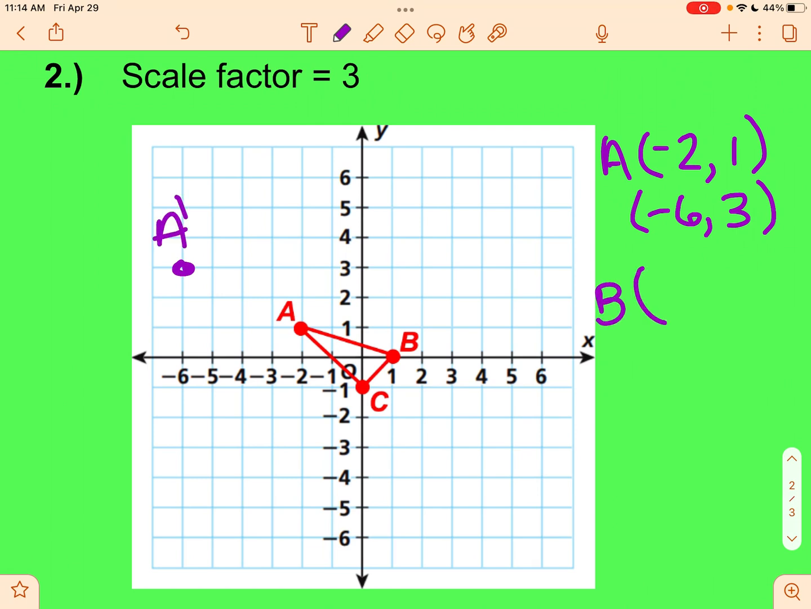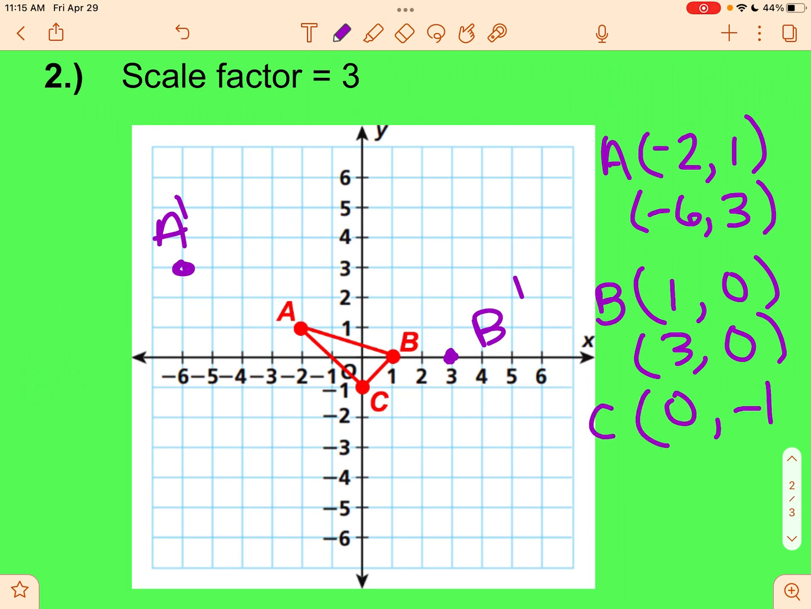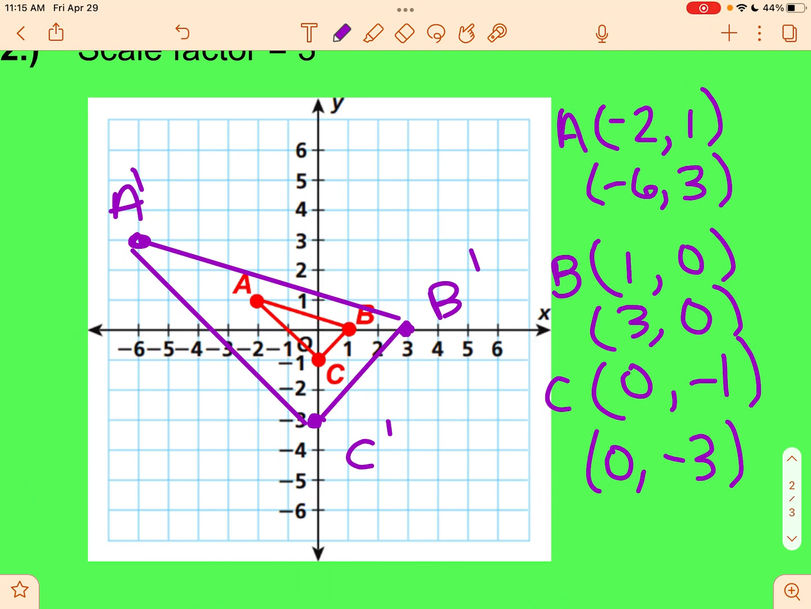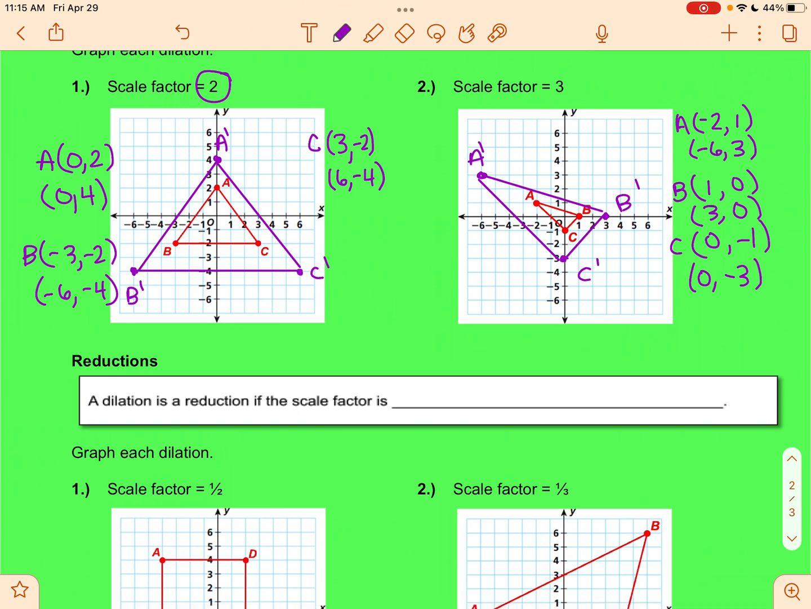Now let's do B. B is at 1, up 0. Multiply both by 3. 1 times 3 is 3. 0 times 3 is 0. So here's letter B. And then lastly we have C, which is at 0, -1. Multiply by 3. 0 times 3 is 0. -1 times 3 is -3. So our last point is down here. Connect our dots, and we now have our brand new triangle. And if you notice, our shape is exactly the same. Very good.